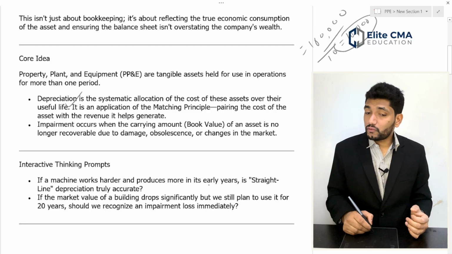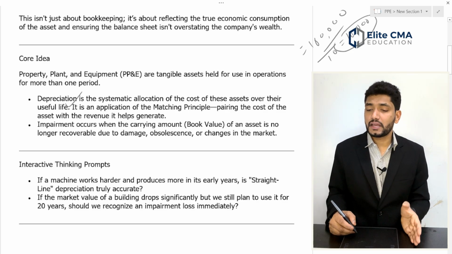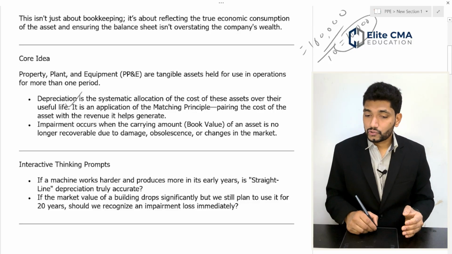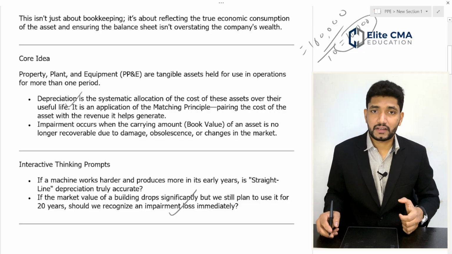If the market value, let us move into next thinking. If the market value of a building drops significantly, but we still plan to use it for 20 years, should we recognize an impairment loss immediately? Again, this is another case.